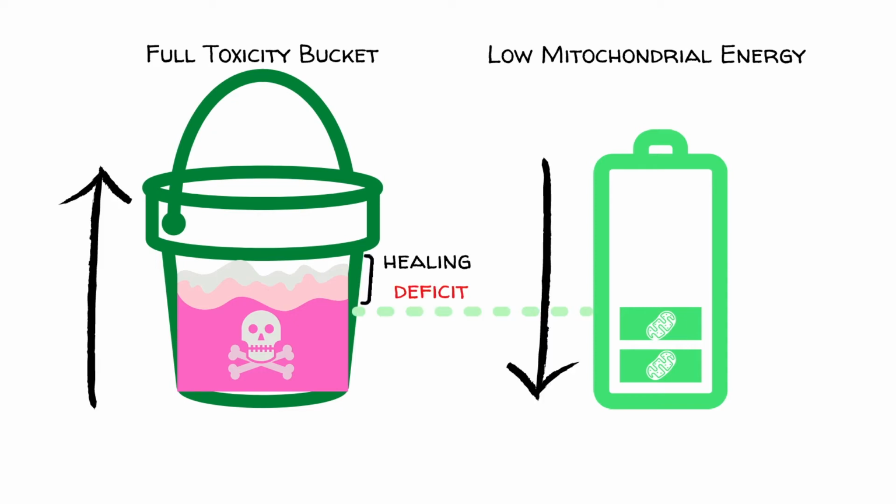So, taken together, populations with chronic illness have this overflowing toxicity bucket and a low mitochondrial battery charge. This creates sort of a seesaw imbalance. The gap between the low mitochondrial charge and the high toxicity bucket can be considered a healing deficit. The body will never be able to heal or begin lowering the toxins in its bucket if mitochondrial function is lower than the toxicity levels.